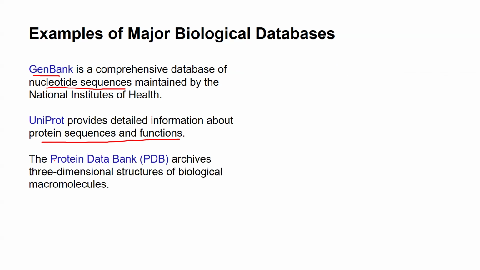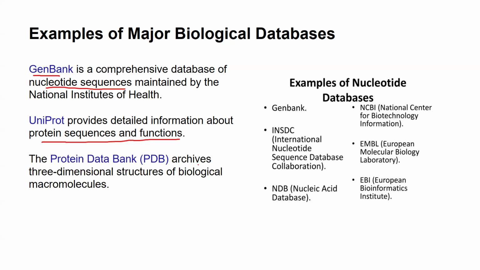And then the next one, another example of the robust biological database, we have Protein Data Bank, which is PDB, archives of three-dimensional structures of biological macromolecules. So if you are looking for the three-dimensional structure of biological macromolecules, like the three-dimensional structure of protein, the three-dimensional structure of nucleotide, the three-dimensional structure of most of the biomolecules, you are to go for Protein Data Bank.